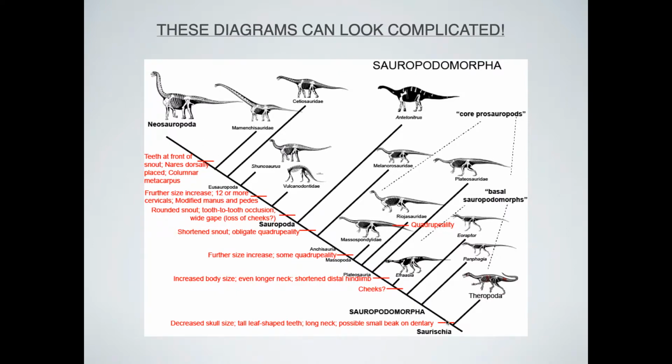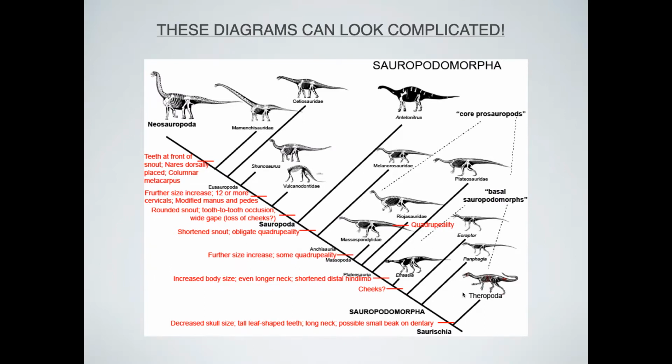Again, we have our nice little ladder. Everything above here is a derived character, and notice that the derived characters for these are pretty complicated: decreased skull size, tall leaf-shaped teeth, long neck, possible small beak on dentary. They're trying to give you a lot of information about this.